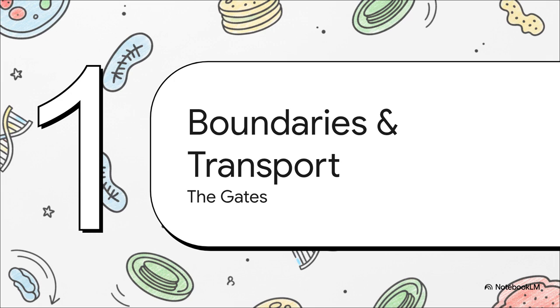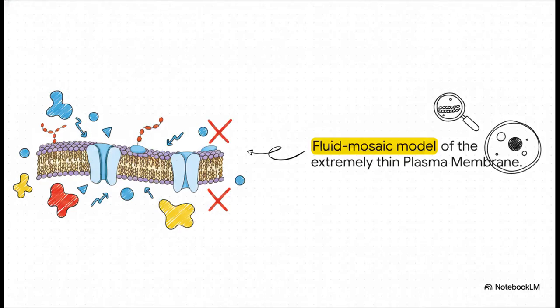All right, let's move right into Section 1, Boundaries and Transport, or, as I like to call them, the gates. So take a look at the fluid mosaic model. This is a massive exam topic, by the way. It shows the plasma membrane, which is a universal feature of literally all cells. It is incredibly thin, like we're talking 7 to 10 nanometers thin, and it's made of this lipid bilayer. You see those little blue shapes? Those are embedded proteins. Together, they act as this highly sophisticated, selectively permeable security gate. They let the good stuff in while perfectly blocking the bad stuff.